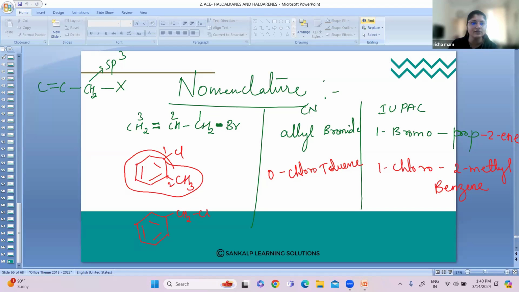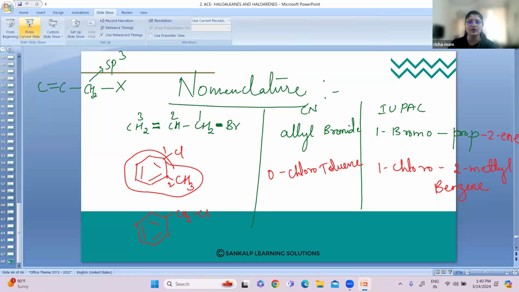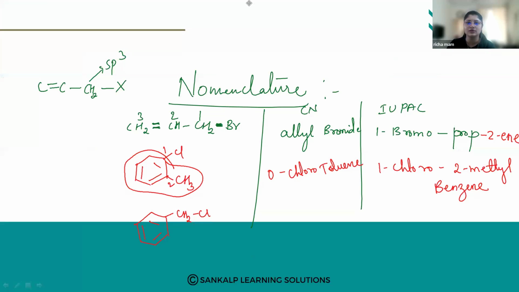Let me maximize this slide. Yes, what is the name? When you have a halogen attached to an sp3 carbon which is next to an aromatic ring, what is it called? Benzylic halide. So this is benzyl chloride. Can you give me the IUPAC name? What is the IUPAC name?